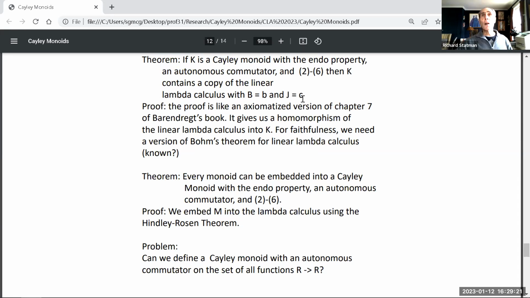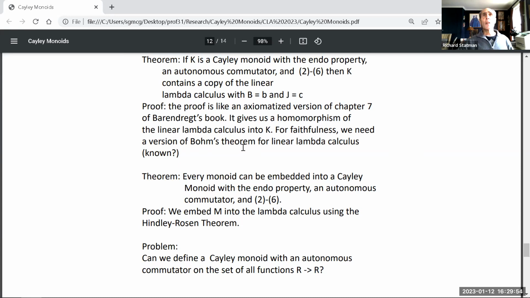Then we verify eta conversion, which is very, very easily verified. So the combinator theory becomes the same as the lambda theory, with all these axioms. That gives us a homomorphism of linear lambda calculus into K. For faithfulness, we need a version of Bohm's theorem for linear lambda calculus.